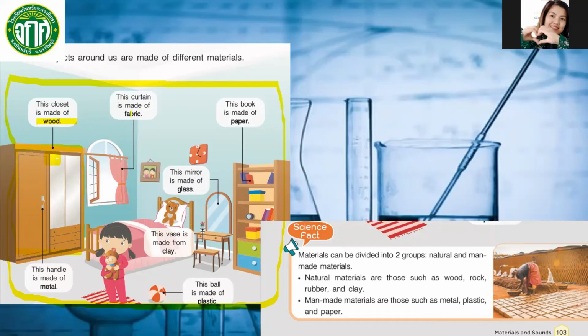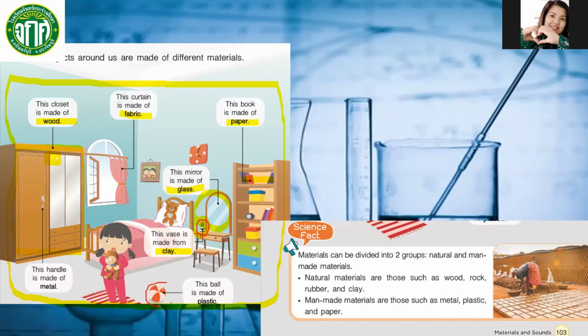Next is curtain. This curtain is made of fabric. Next, this book is made of paper. These books are made out of paper. Next, this mirror is made of glass. All right. Next, this vase is made from clay. The vase is near the mirror, and it is made up of clay.